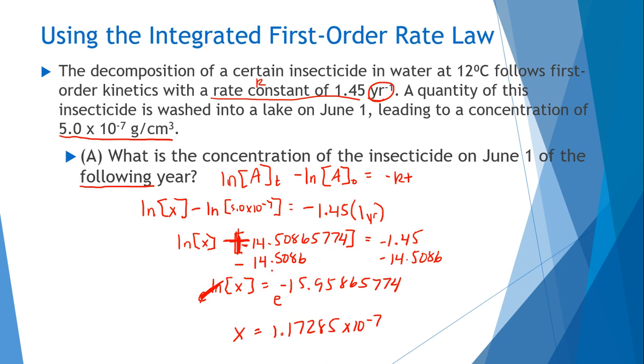Now, I do want to make sure I'm keeping my sig figs, so my sig figs should be 2 based on this 5.0. So I'm going to get 1.2 times 10 to the negative 7th, and I need a unit. Remember, concentration units must be the same. So if my concentration unit of my original was grams per centimeter cubed, that means that should also be the concentration of my final. So grams per centimeter cubed here.